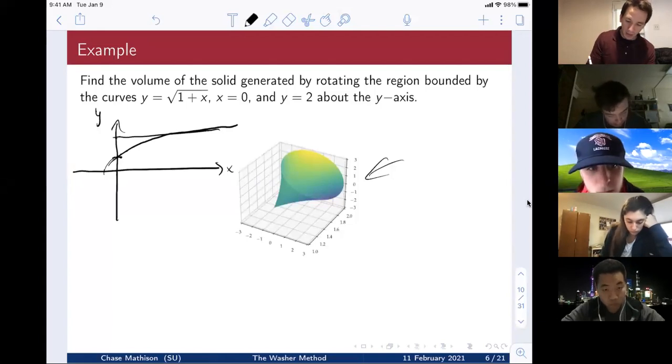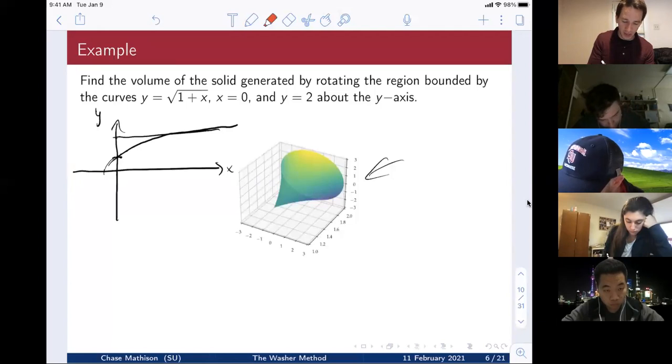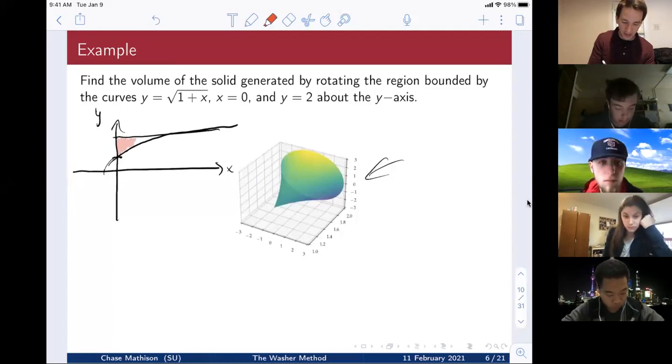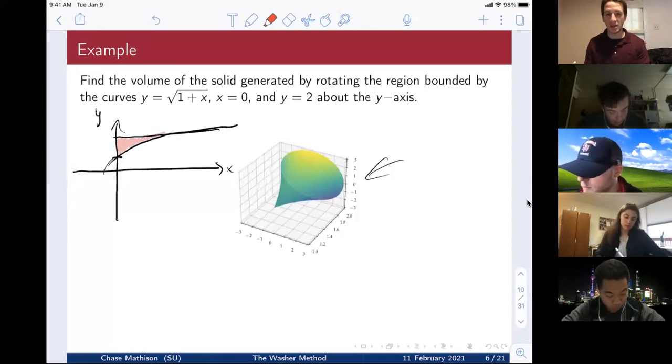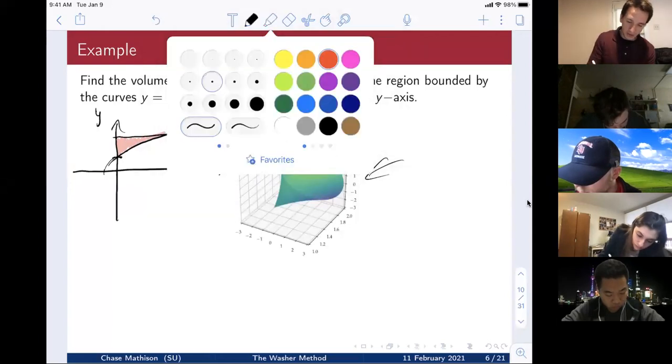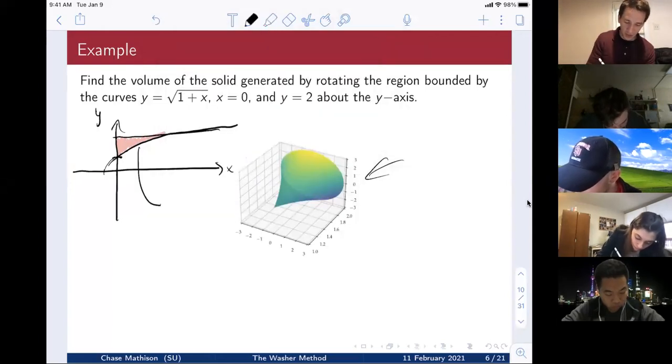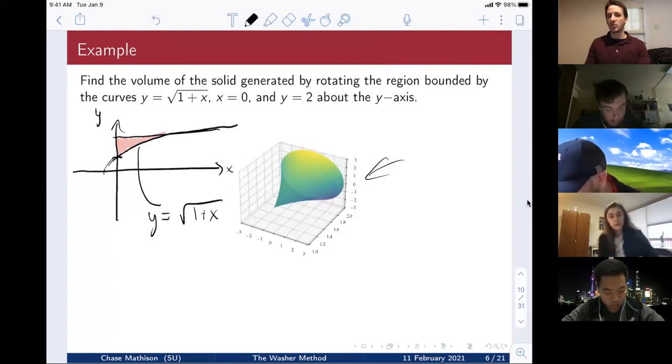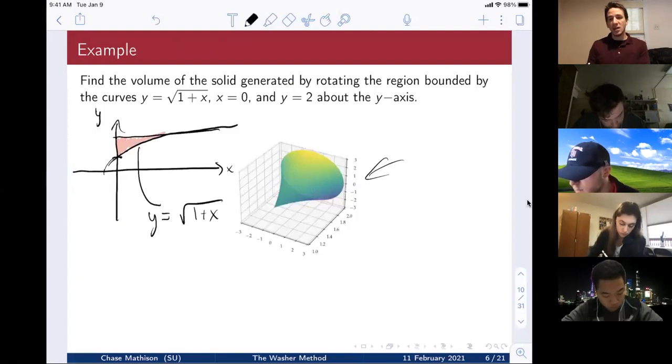And then x equals 0 is the y-axis. So the region that we're rotating about the y-axis is this region here. But notice, we've never rotated a region defined in terms of a function of x about the y-axis, and we don't really have the tools to be able to do that yet.